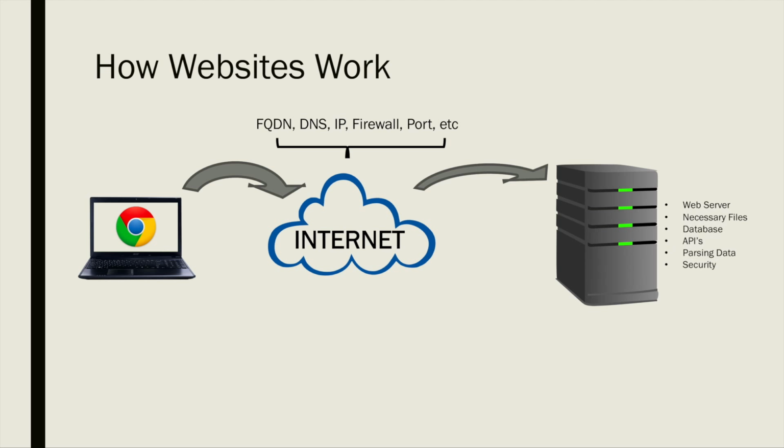That web server goes through things such as finding the necessary files, processing the necessary files needed, referencing the databases, going into APIs, pulling that information, parsing the data, and analyzing security. Once it has everything it needs to go back, it sends that information back through the internet, back to your device, and loads up the web page. In this case, it is Google. This is an extremely simplified version of how things work on the internet, but hopefully you have a better understanding about how things work between point A, point B, point C, and back to point A.